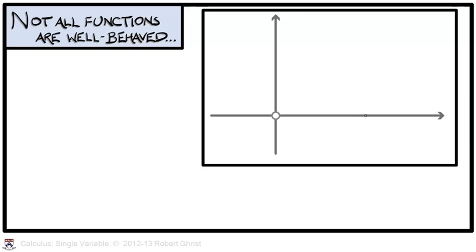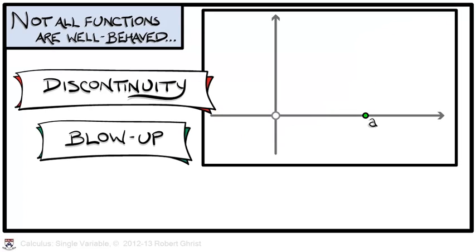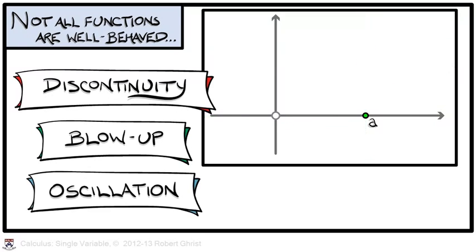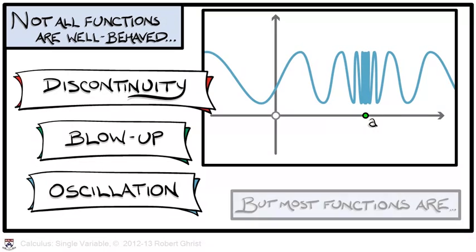To be sure, not all limits exist, and not all functions are well behaved. There are several ways in which things can go wrong. You could have a discontinuity at a function. The limit would not exist at that point. You could have what is called a blow-up. That is, the function goes to infinity as x gets closer and closer to a. Or, worse still, the limit can fail to exist because of an oscillation, where the function oscillates so badly that the limit at a does not exist.